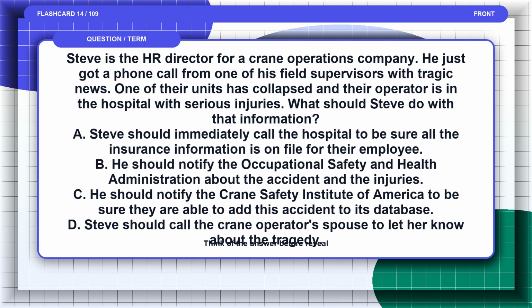Flashcard 14. Steve is the HR director for a crane operations company. He just got a phone call from one of his field supervisors with tragic news. One of their units has collapsed and their operator is in the hospital with serious injuries. What should Steve do with that information? Steve should immediately call the hospital to be sure all the insurance information is on file for their employee.